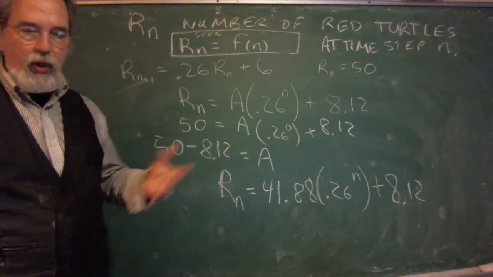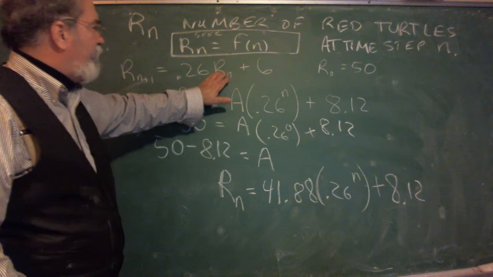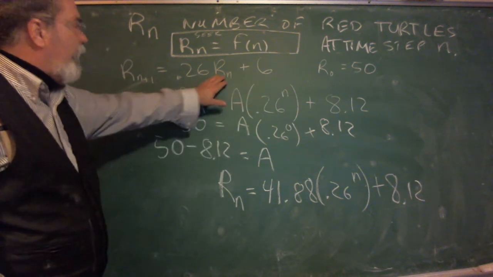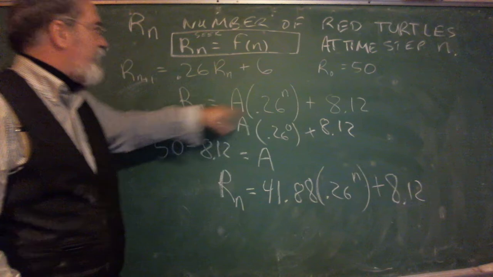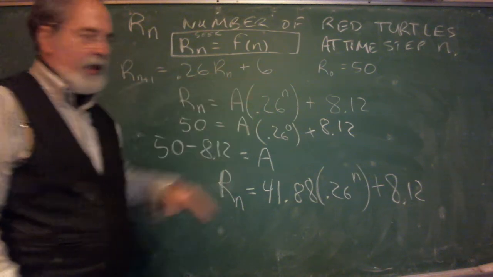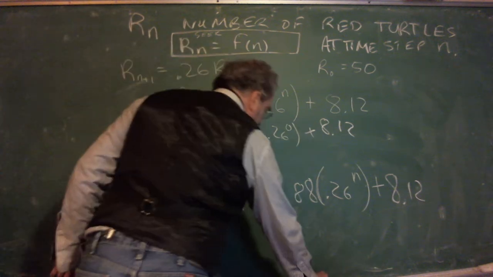So the book is going to ask you to do that. I might ask you to do that. You put in 50 here, 50 times 0.26 plus 6. Take that number, put it in here, times 0.26, add 6. Take that number, put it in here, times 0.26, add 6. You will get the thing called the time series. Let me show you what I was talking about there.